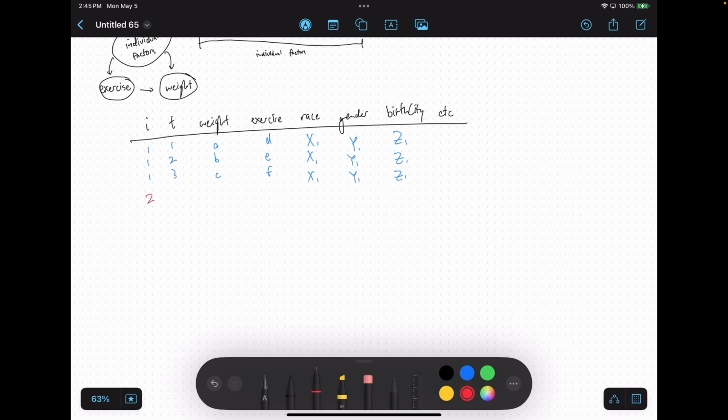And then for individual 2, you might see something similar. 1, 2, 3. Let's see, G, H, I, J, K, L. And then here you have X2, Y2, Z2. And then lastly, we'll have individual 3, 1, 2, 3, L, M, N, O, P, Q, R. What's T? T is time. So you may have several observations of an individual over time.